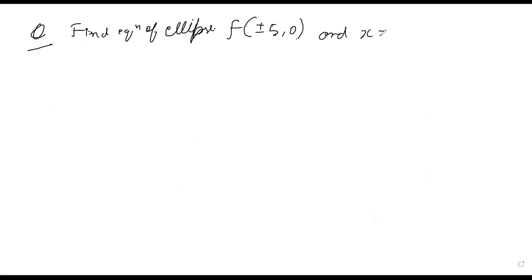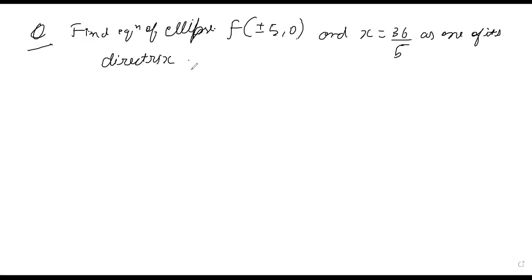Now there is another question. Find the equation of the ellipse having focus at plus minus 5 comma 0, and x equals 36 by 5 as one of its directrix.